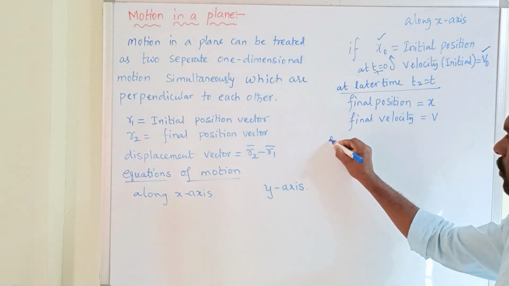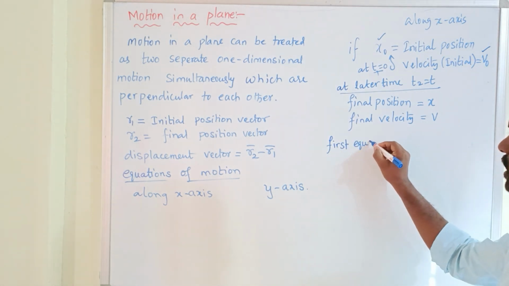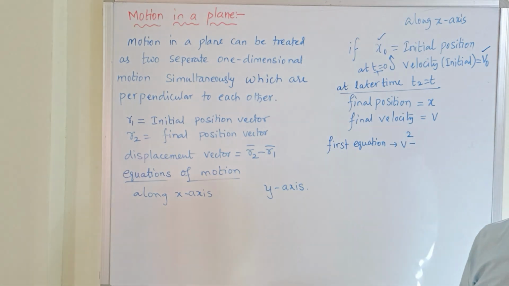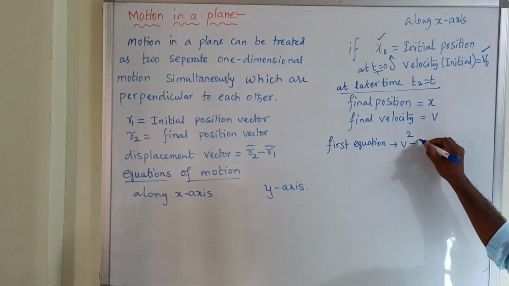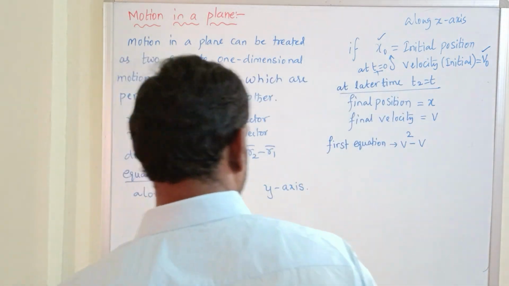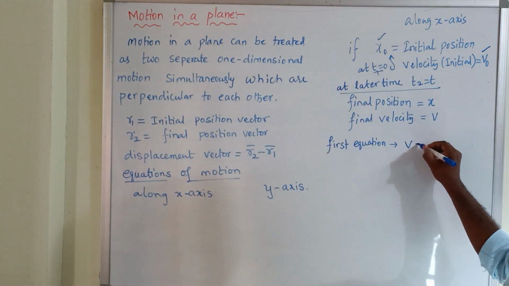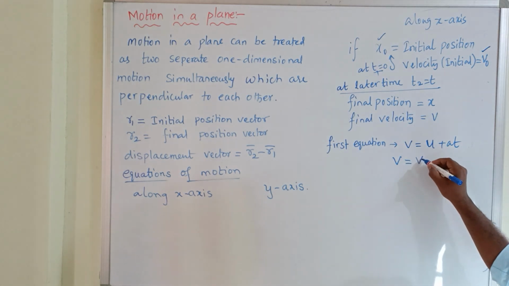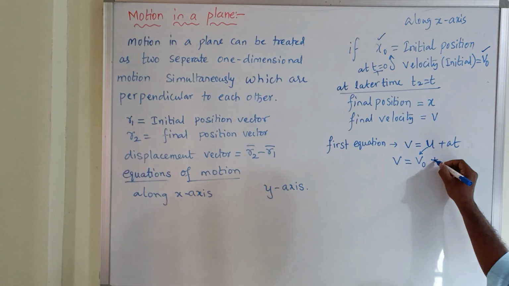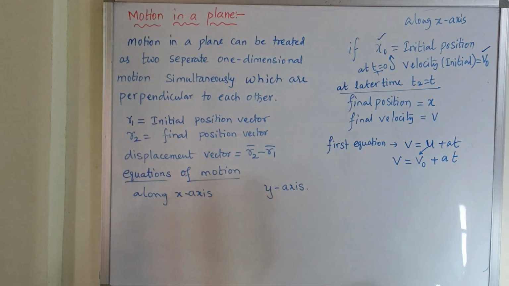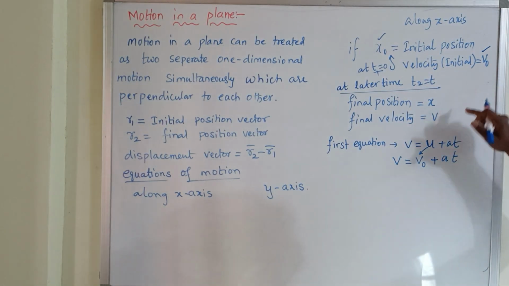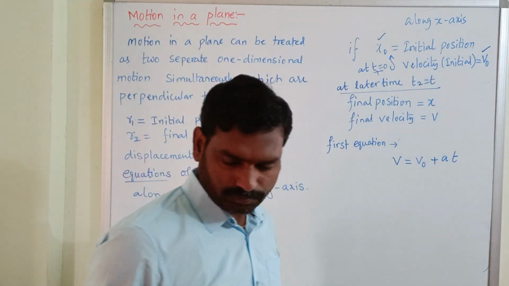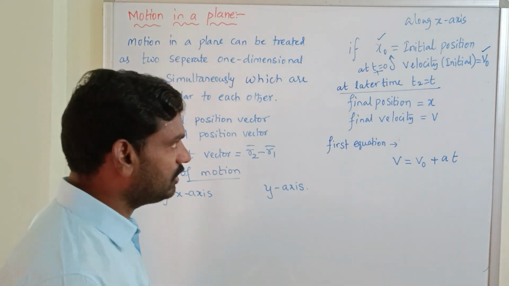Now I am going to write the first equation of motion. What is the first equation of motion? Sorry, not v square minus u square. The first equation of motion is v equal to u plus at, as you would have studied in 10th class. But here, the initial velocity u is v0, so final velocity v equals v0 plus acceleration a into t. This is the first equation of motion as per our notation: v equal to v0 plus at. Velocity at time t equal to 0 is called v0 or initial velocity.